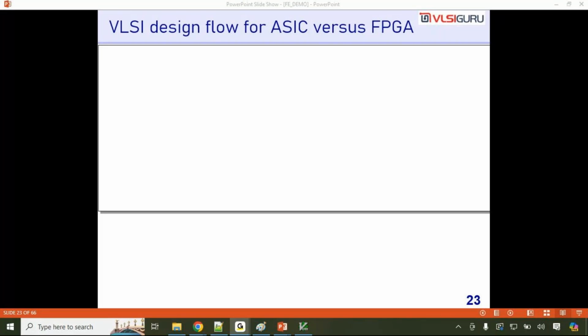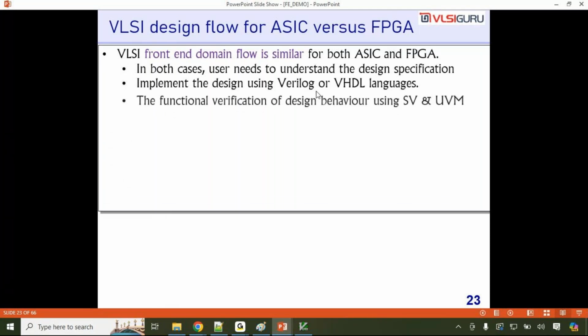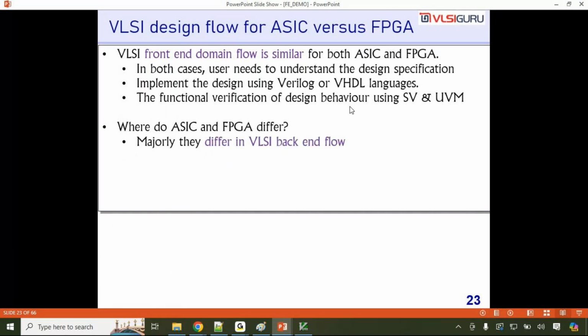What is the difference between ASIC flow and FPGA flow? See, the VLSI front-end domain flow is similar for both ASIC and FPGA. The front-end domain is similar because in both cases, the user needs to understand the specification, implement the design using Verilog or VHDL languages, and do functional verification of the design behavior using SystemVerilog and UVM. So where do ASIC and FPGA really differ? They differ in the backend domain. Majorly, they differ in the VLSI backend flow.